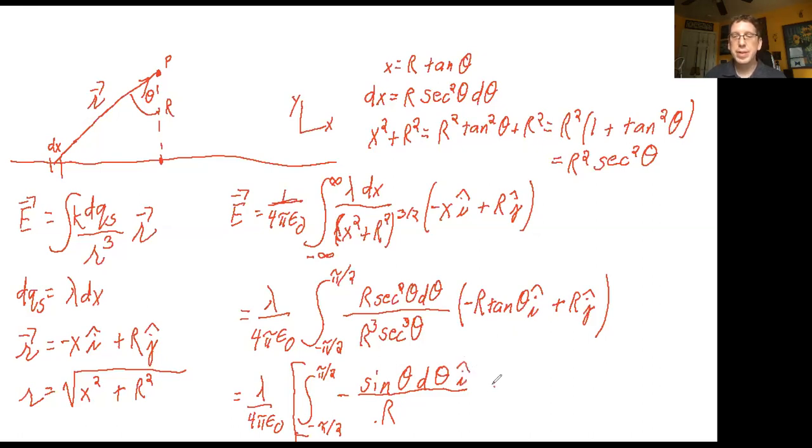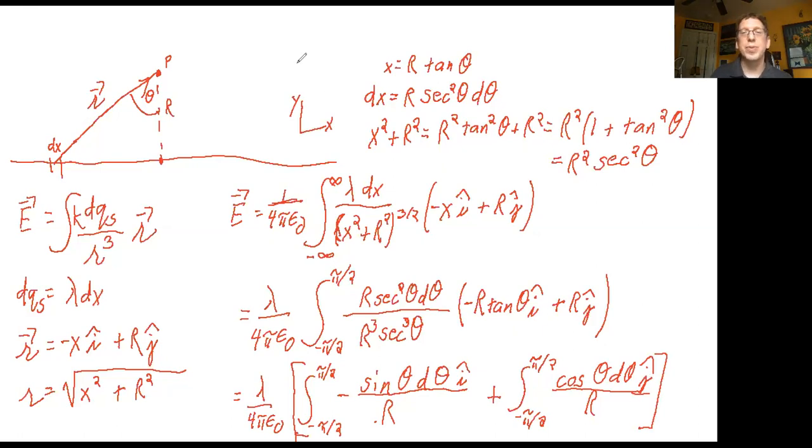plus, again, you have 1 over R, because of the R squared divided by R cubed. And here, you don't have this tangent term, but it's still secant squared over secant cubed. That becomes cosine theta d theta j hat over R. So these are integrals that you can evaluate, and I am going to need some space. So I will clear up some space to finish this.